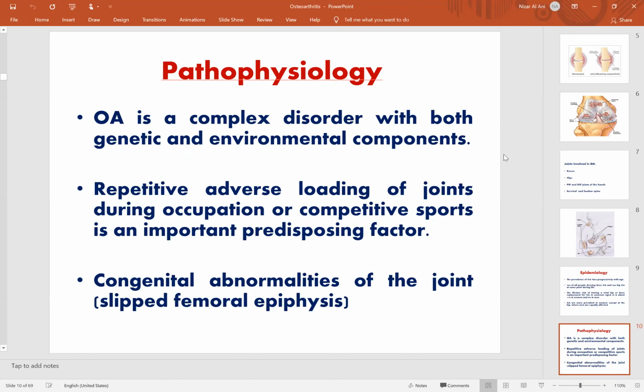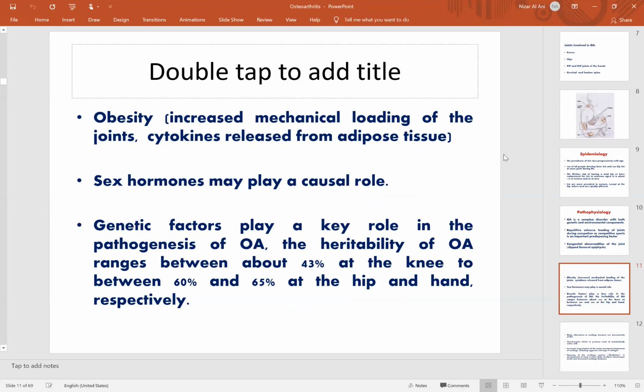A few notes about pathophysiology. Osteoarthritis is a complex disorder. Actually, it is a joint failure, has both genetic and environmental components. The repetitive adverse loading of joints during occupation or competitive sports is an important predisposing factor. Some congenital anomalies of the joint, like slipped femoral epiphysis, can end with osteoarthritis. Obesity is a risk factor for osteoarthritis: increased mechanical loading of the joints, and cytokines released from adipose tissue.